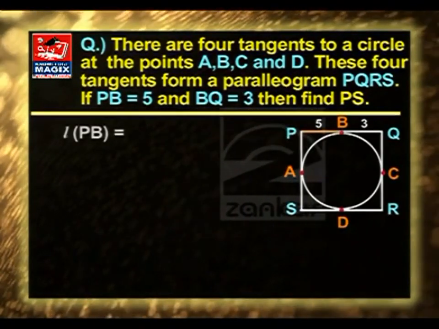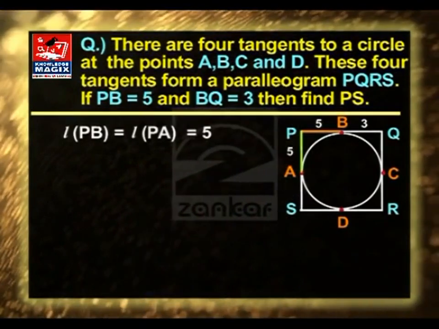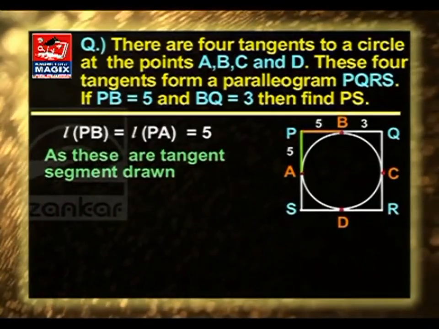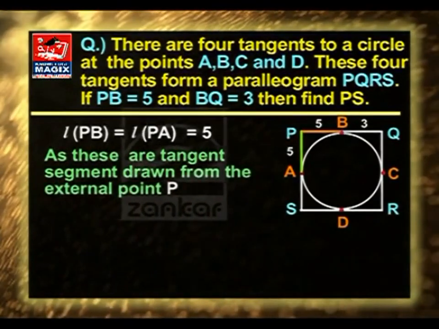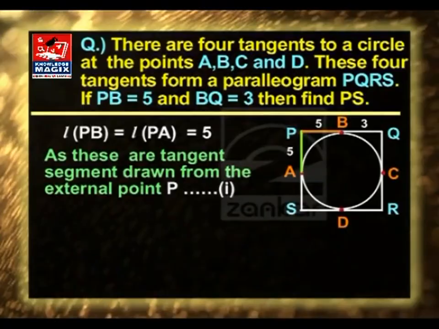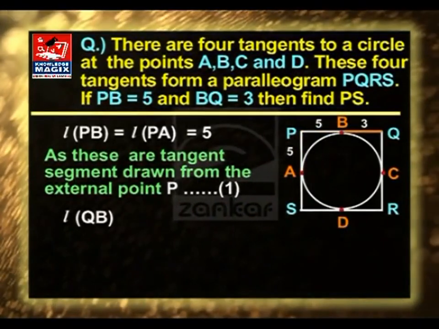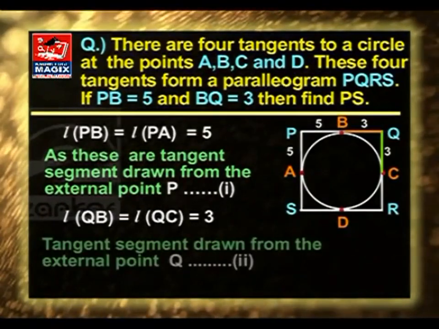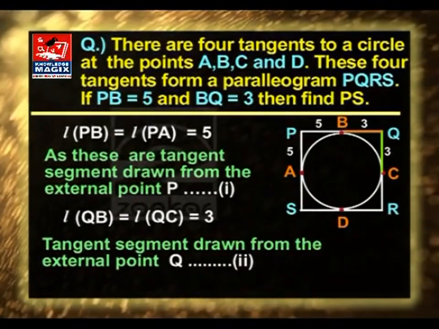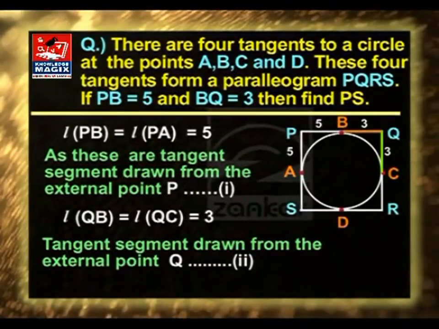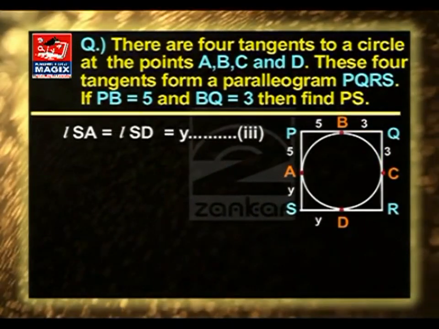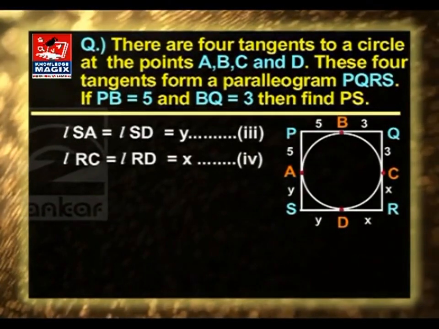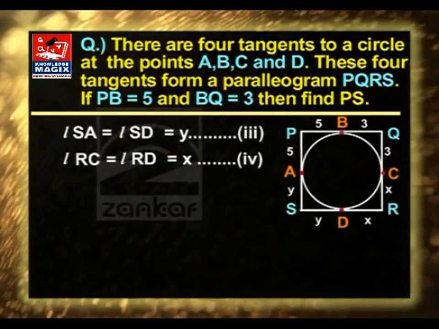Here, length PB is equal to length PA is equal to 5, as these are the tangent segments drawn from the external point P. Equation 1. Then length QB is equal to length QC is equal to 3, tangent segments drawn from the external point Q. Similarly, length SA is equal to length SD is equal to Y, and length RC is equal to length RD is equal to X.